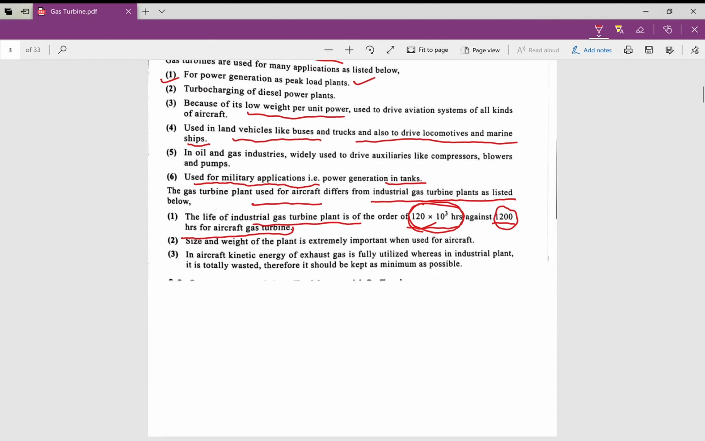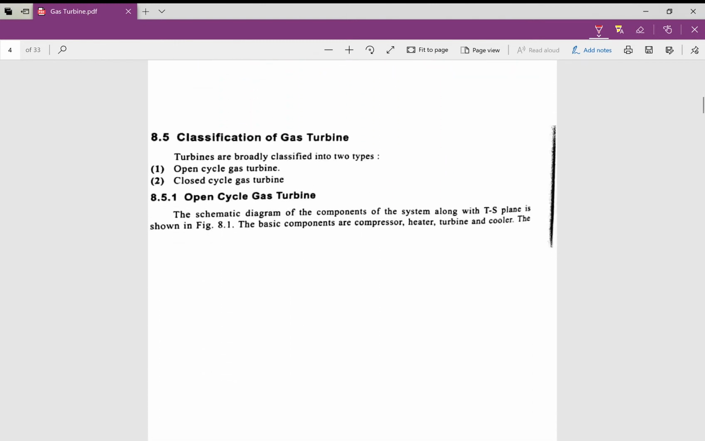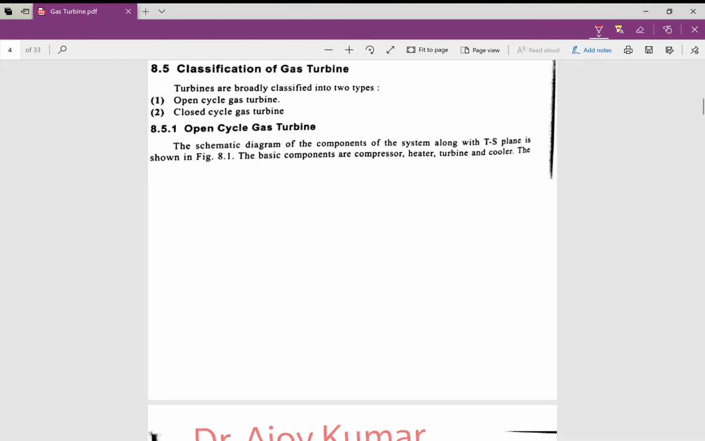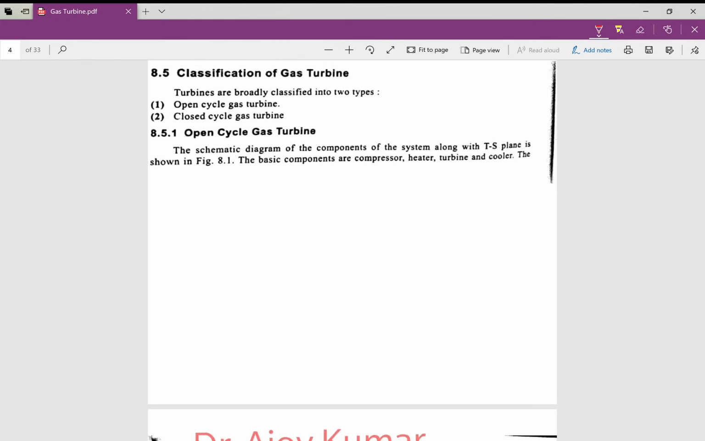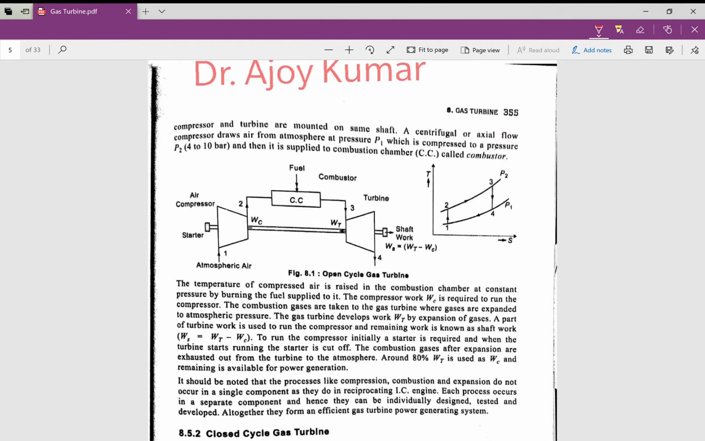Now let us go to classification. I told you that there are only two types, that is open cycle gas turbine and closed cycle gas turbine. So dear students, first let us go through open cycle gas turbine. Here the structure is given to you.